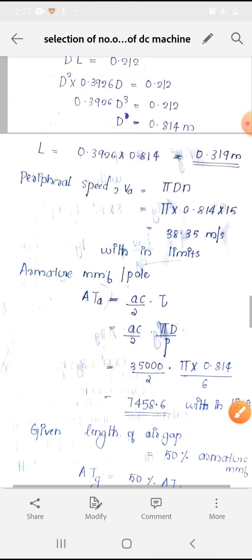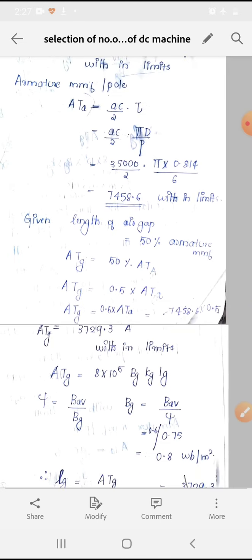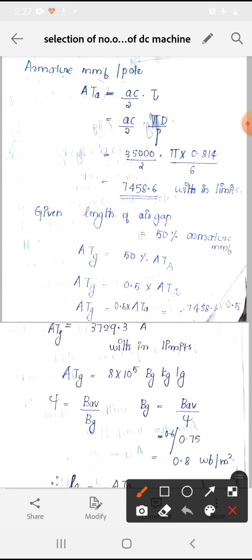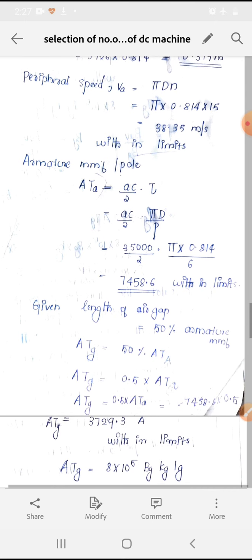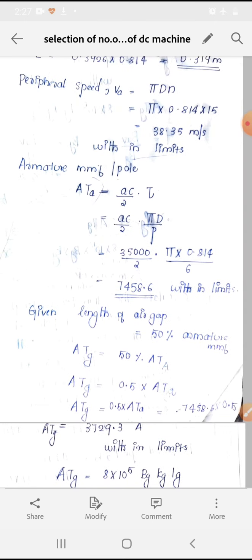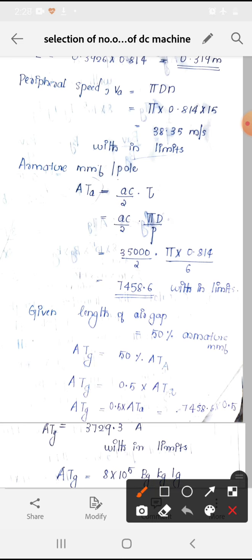Now next we have to find out the length of air gap. In the question it is given that the length of air gap is 50% of armature MMF. So ATG is equal to 50% of armature MMF. To find out armature MMF, we have to find out the armature MMF per pole. Armature MMF per pole is given as AC by 2 into tau, and tau is pi D by P. So AC is given in the question, D we obtained now as 0.814, and P is number of poles.